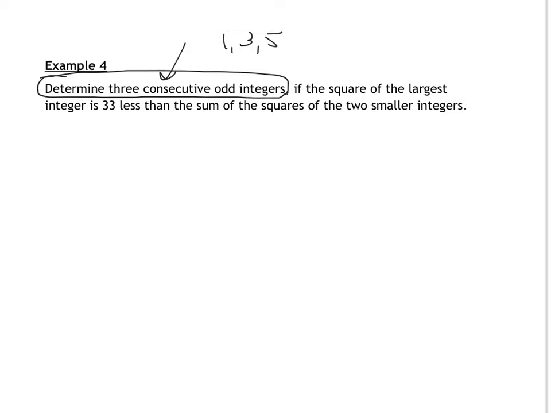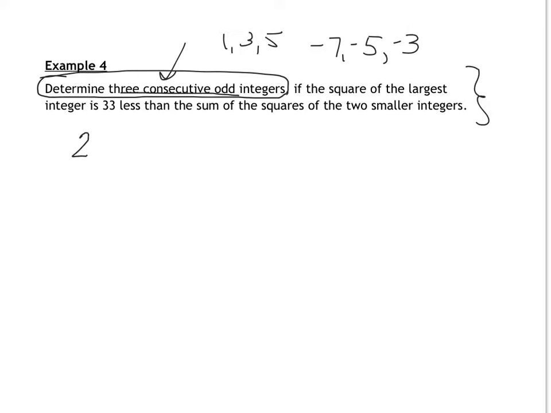Or negative 7, negative 5, negative 3. Those would be 3 consecutive odd integers. Now we're trying to find 3 consecutive ones that fit this criteria. So we have to actually use a variable to represent 3 consecutive odd integers. If you first think about how to write an odd integer, we know that odd integers always come right after or right before an even number. So think about how to write an even number as a variable, or as an unknown.